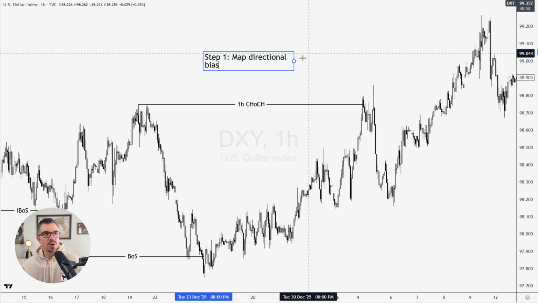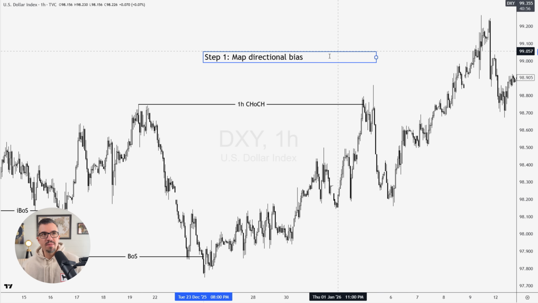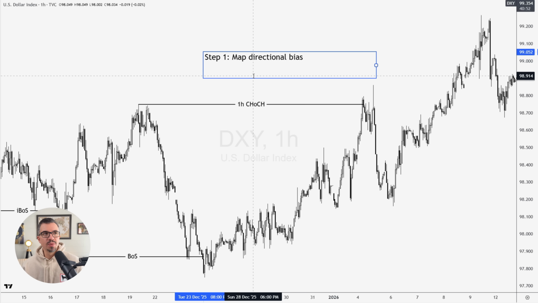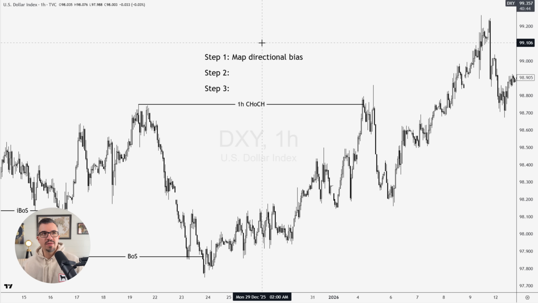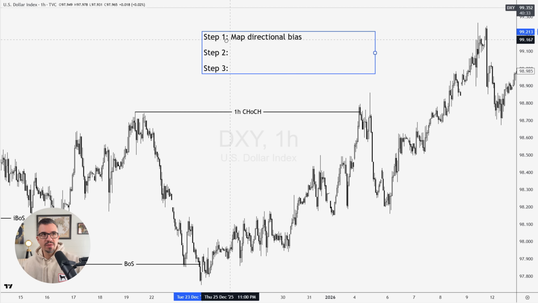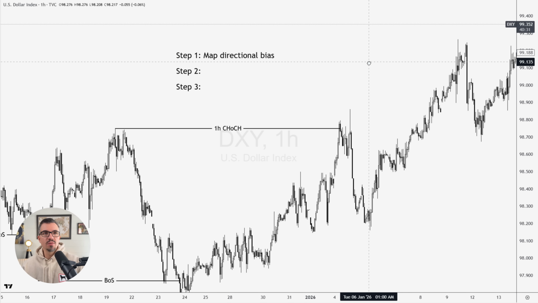Okay, so map directional bias, and I made videos on this before too, how to use BOS and change of character and all that to do this. Okay, but this right here is going to be the first step always, and I prefer the 1 hour time frame. You can use whatever time frame that you want. I do find the 1 hour time frame though to be a nice blend between giving me that kind of higher time frame conviction, but low enough to the point where I do get enough setups every month. So you can play around with this and use whatever you want. I find the 1 hour to be really ideal for this.